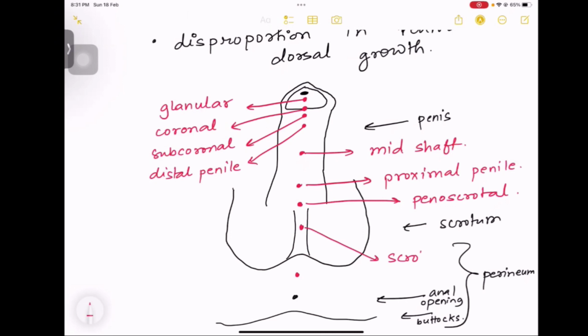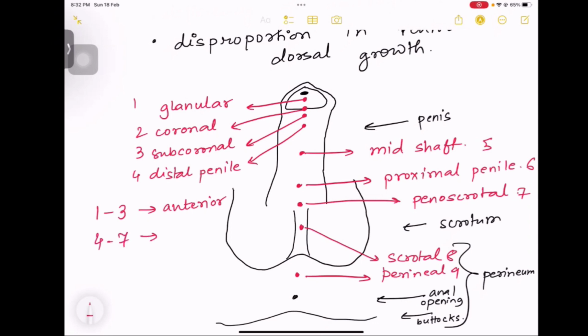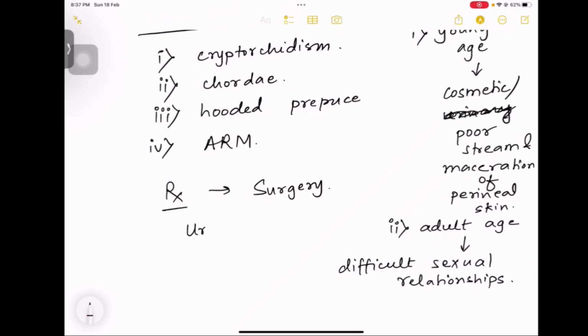Then you can have it in the penoscrotal, मतलब scrotum के सामने penoscrotal. Then it can be scrotal and then it can be perineal. Perineal मतलब perineum में present होगा. So these are the possibilities of the urethral meatus. Now 1, 2, 3 मतलब glanular, coronal, subcoronal को हम anterior बोलते हैं. जो भी shaft में present होगा उसको हम middle बोलते हैं, which can be distal shaft, mid shaft और proximal shaft. और last को बोलते हैं proximal या posterior.